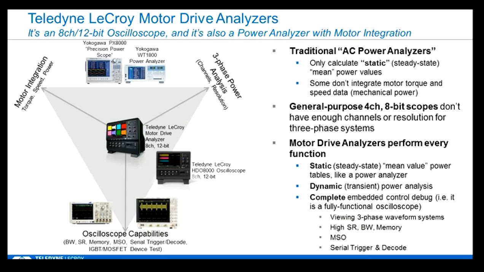In general, there's quite a number of different tools that people might use. So there's a power analyzer, which measures three-phase power. The better ones integrate a motor, a torque sensor, and a speed sensor, so they can calculate mechanical power from that, and then they calculate efficiencies. Customers might use oscilloscopes to look at waveforms. It could be a four-channel scope with limited capabilities, or an eight-channel scope like this one here.